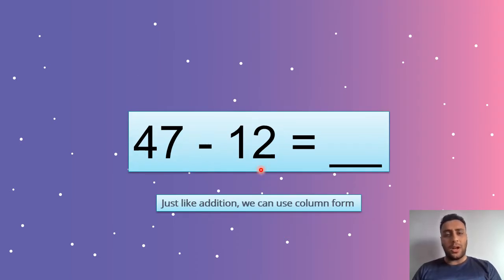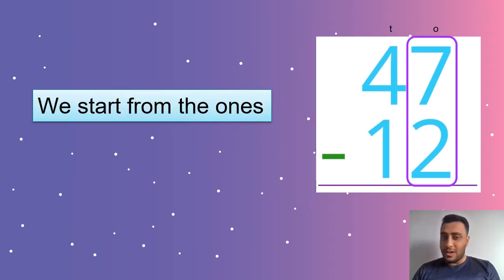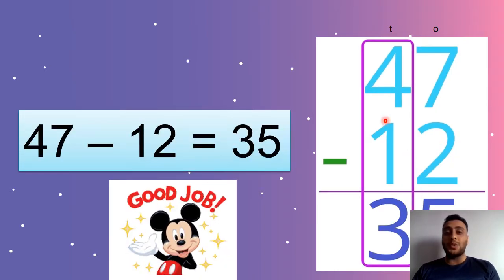Okay, so let's do this one. 47 minus 12 equals, we don't know, and we can do just like addition. We can use column form. So we write it like this, tens and ones. 47 minus 12. We start from ones. 7 minus 2 equals 5, and then 4 minus 1 is 3. We have the answer. 35, too easy.